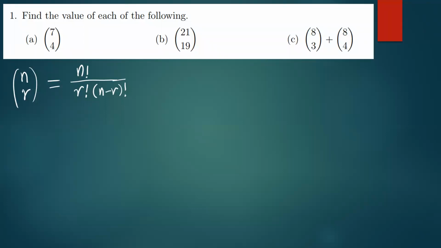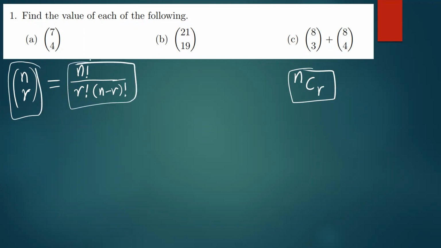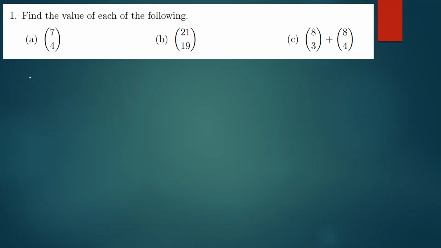Whenever you have anything in this format, n choose r, sometimes it can also be written in another notation. Whether you see this or this, the formula is still the same. Nothing changes. Let me write it properly. If you have n choose r, this is equal to n factorial over r factorial, open brackets, n minus r factorial.